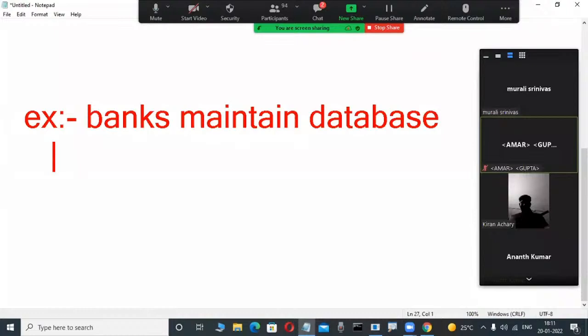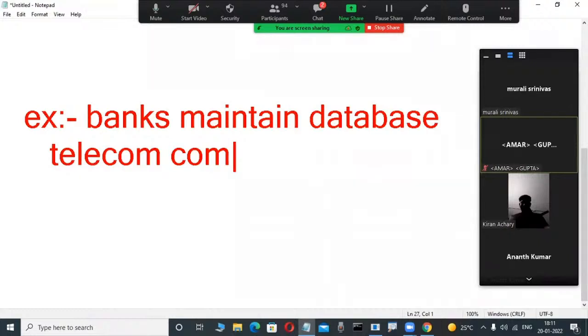Suppose telecom companies, there are so many examples, just roughly for easy understanding. Telecom companies maintain databases. Suppose you make a call to your friend. Those call details are stored in a database.